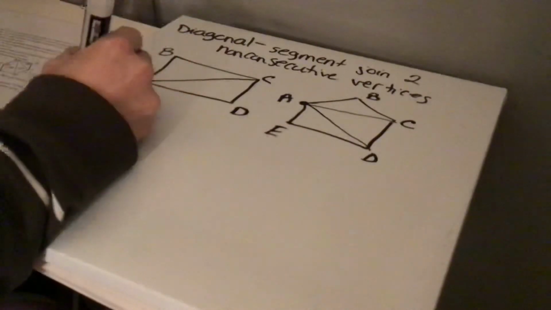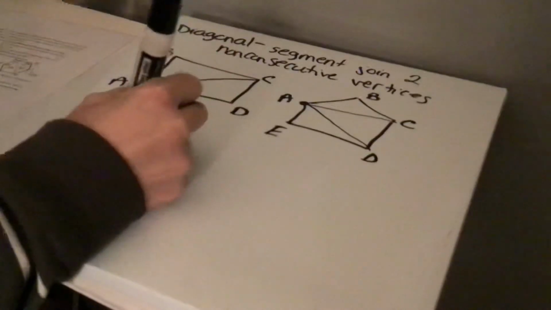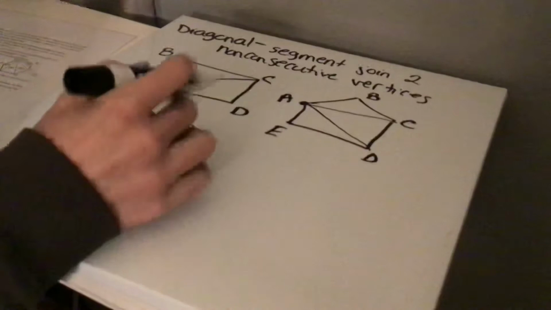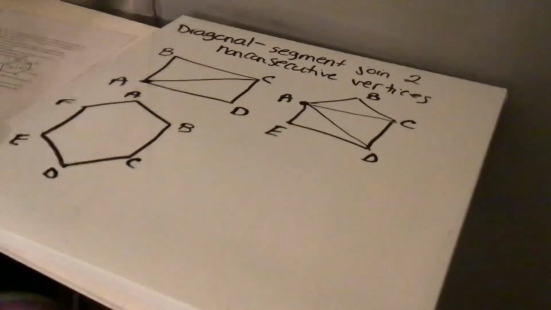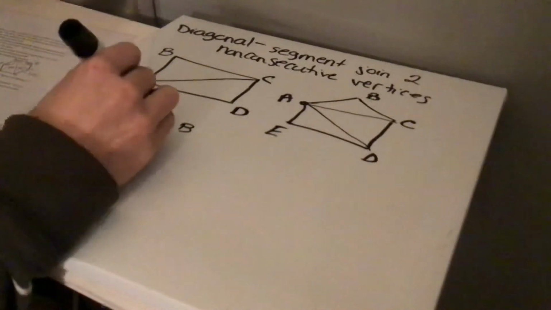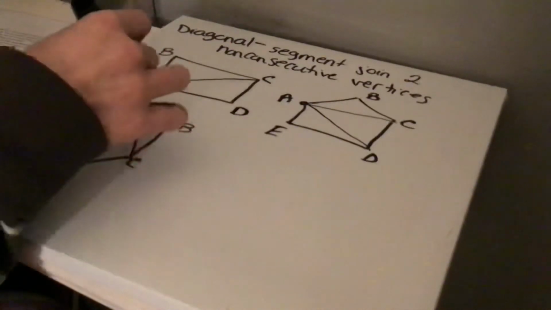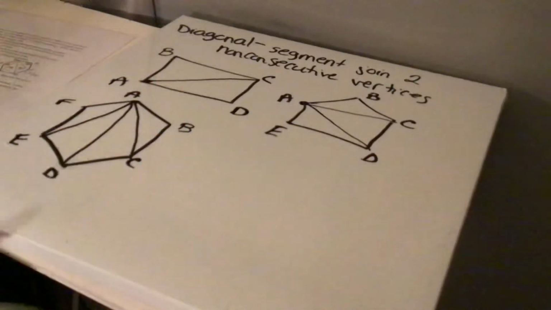Okay, looking at a hexagon, same thing. So here's one side, 2, 3, 4, 5, 6. Okay, here's hexagon A, B, C, D, E, F. Diagonals, starting at A, joining it to non-consecutive vertices. So to C, to D, and to E.